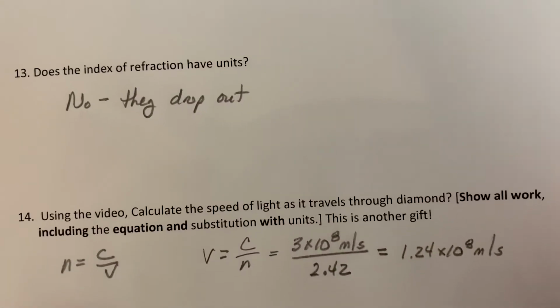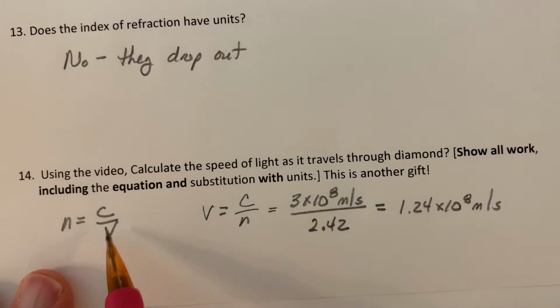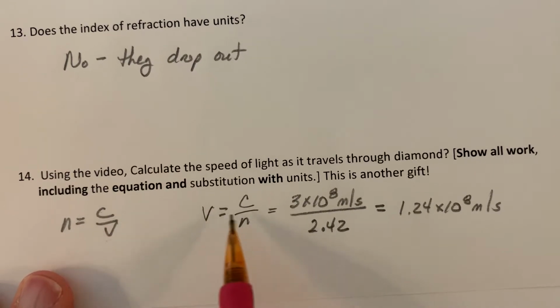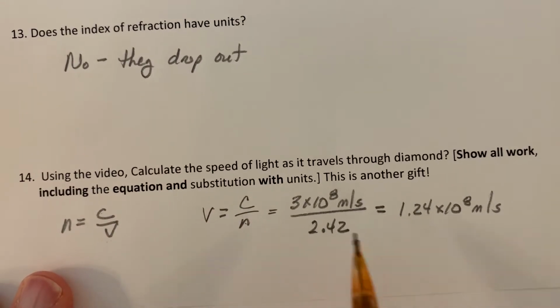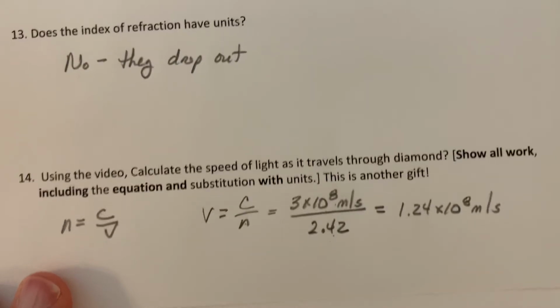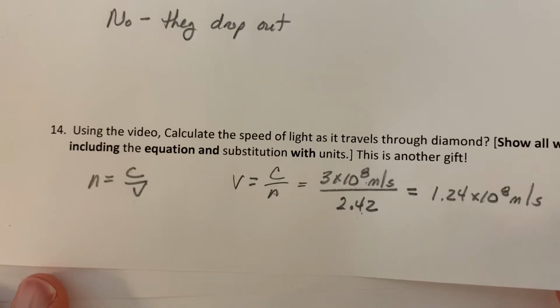Using the video, calculate the speed of light as it travels through a diamond. N equals C over V. Algebraically rearrange this, put the C below the N, and I just switched the two sides. There's my speed in a vacuum. There's my index of refraction. And I get 1.24 times 10 to the 8th meters per second for that speed.